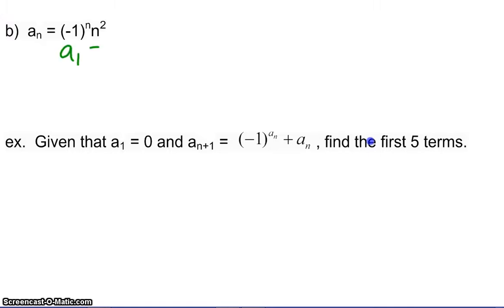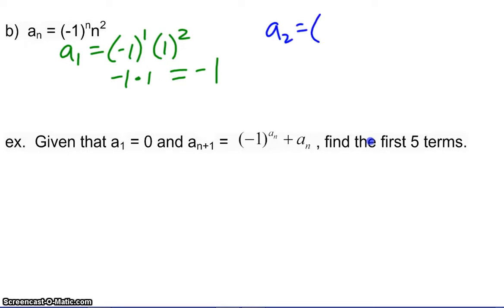So when you plug in for the first term, we're going to plug in 1 for n, so it's -1 to the first power times 1 squared. So that's going to be -1 times 1, gives us a value of -1. And then when we plug in for the second term, still going to be -1, but this time it's to the second power and then 2 squared. So this is going to be +1 times 4, giving us a value of 4.